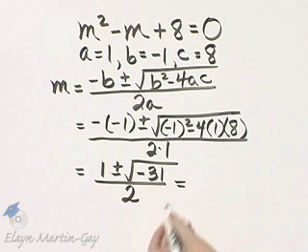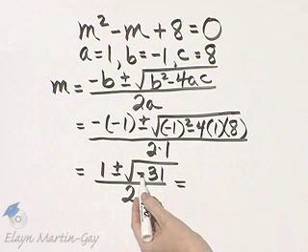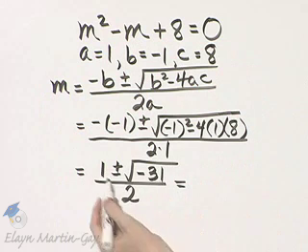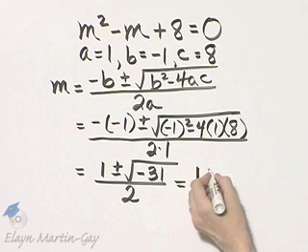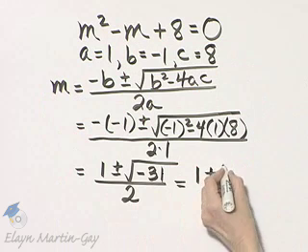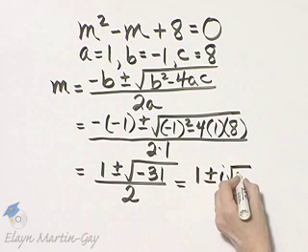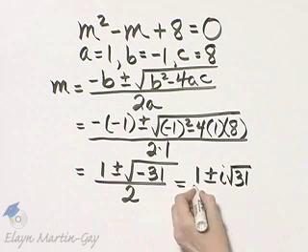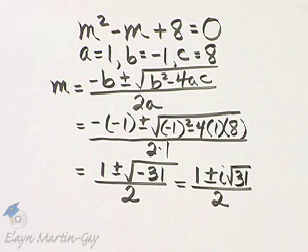And what can we do with that? Well, 31 contains no perfect square factors other than 1, but we can write this using i notation. So this is 1 plus or minus, the square root of -1 is i, and then I have my square root of 31, all over 2. I have 2 answers here: 1 plus i square root of 31 all over 2, and 1 minus i square root of 31 all over 2.